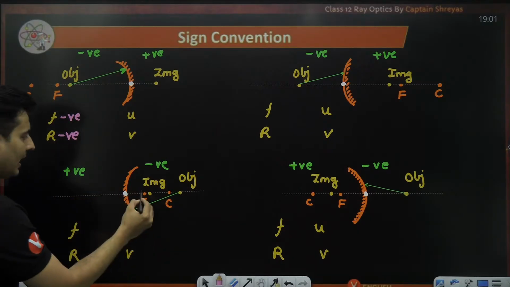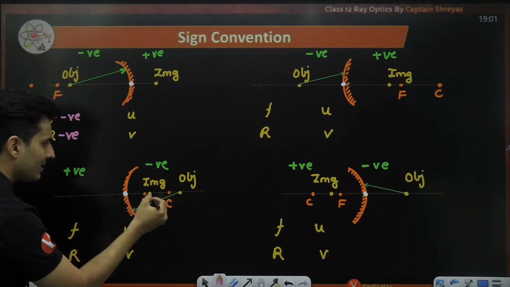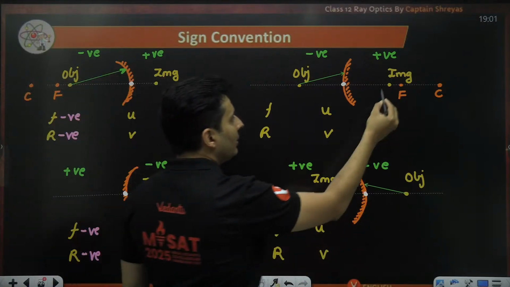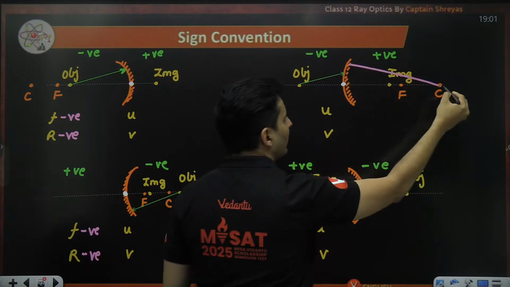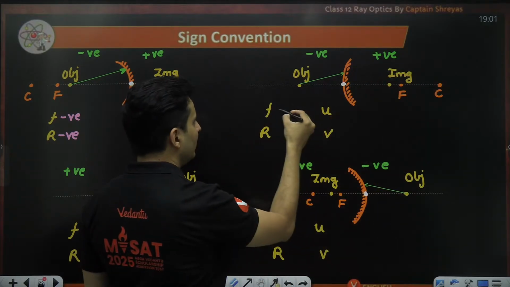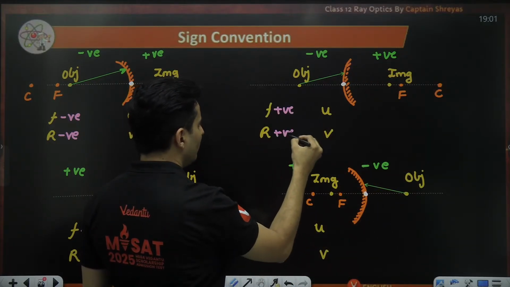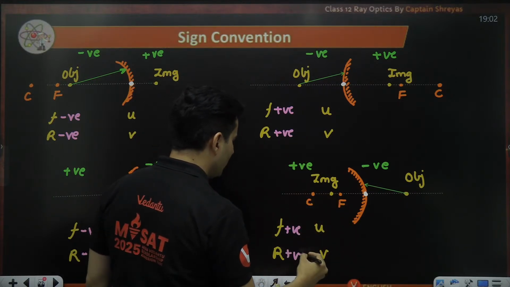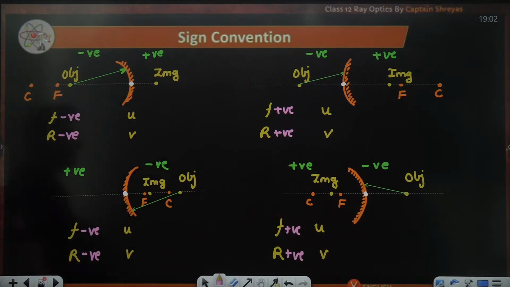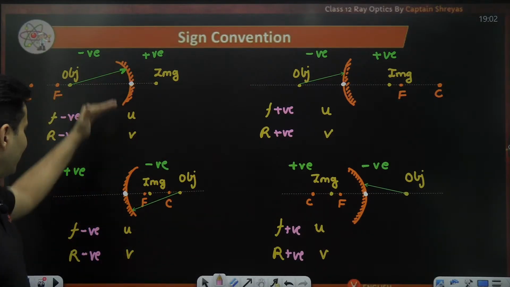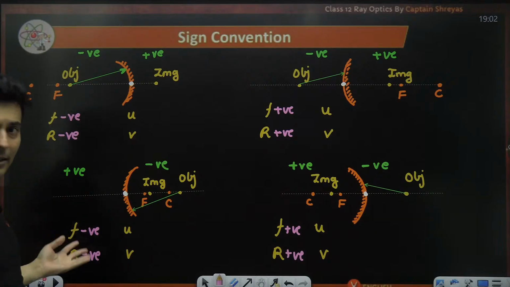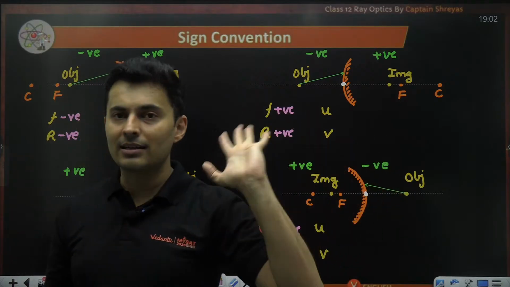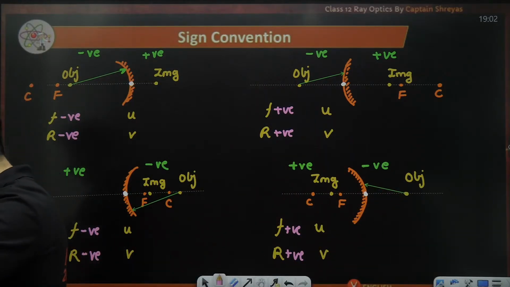Same thing over here. F and C both are on the negative side, so this is also negative. Over here, focal length and radius: for radius, look at the center. Center is on the positive side, so this is positive and this is also positive. Here, both F and R are again on the positive side. Is this absolutely clear? So in a way, you can say for concave mirrors, focal length and radius are negative. For convex mirrors, focal length and radius are positive. You can see it very, very clearly. Is that understood? Yeah, perfect.